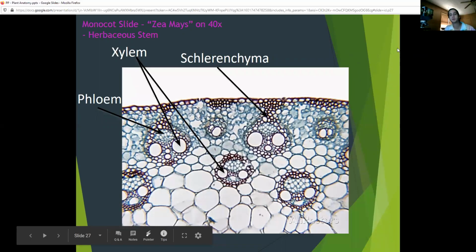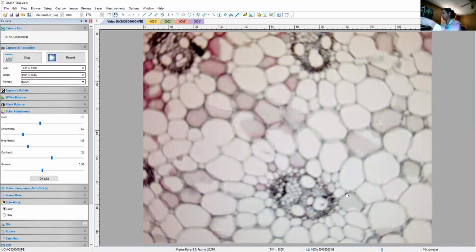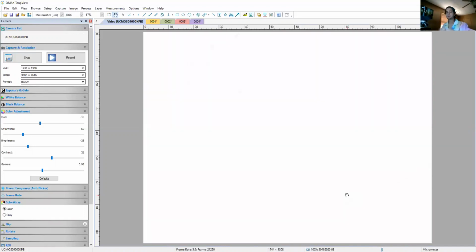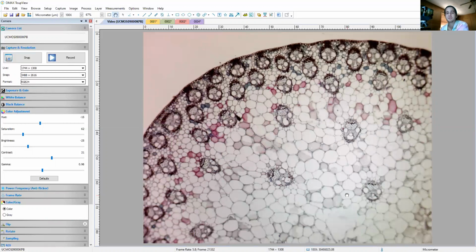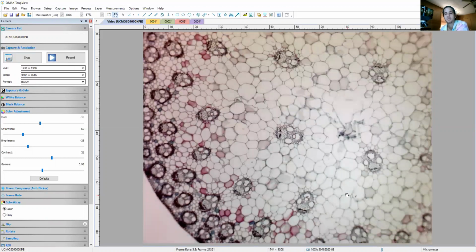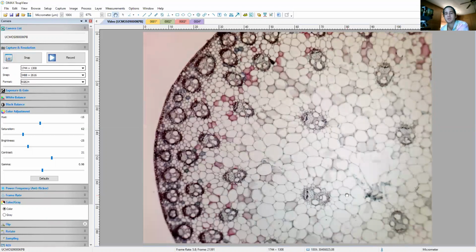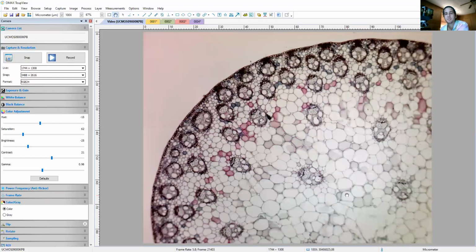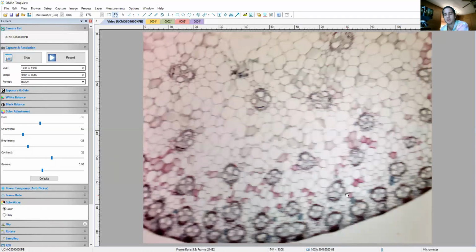All right. So let's go over to our real life example. So this is at 40x total magnification. You see vascular bundles scattered throughout this stem, all over the place, way off in the middle, over by the edges, everywhere. Okay, and they look pretty good. I like them a lot.